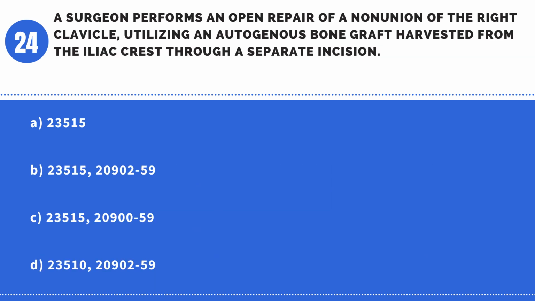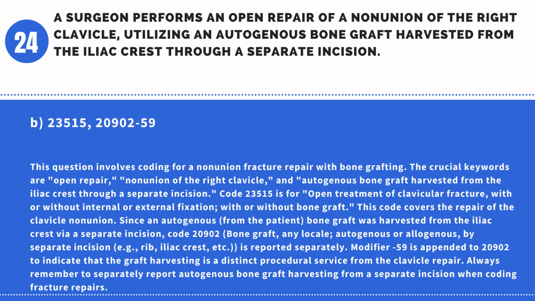Question 24. A surgeon performs an open repair of a nonunion of the right clavicle, utilizing an autogenous bone graft harvested from the iliac crest through a separate incision. A. 23,515. B. 23,515, 20,902-59. C. 23,515, 20,900-59. D. 23,510, 20,902-59. Answer B.